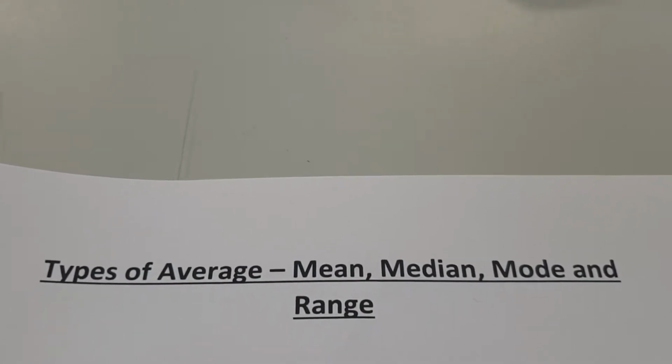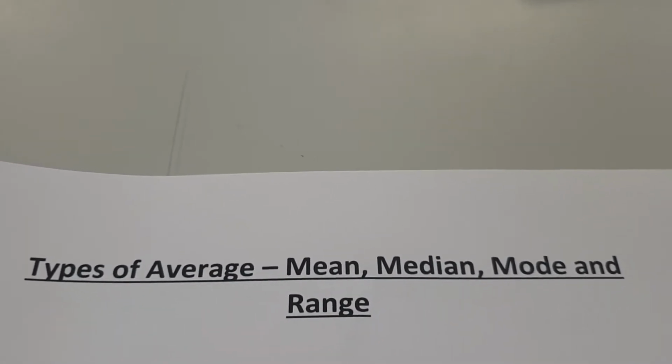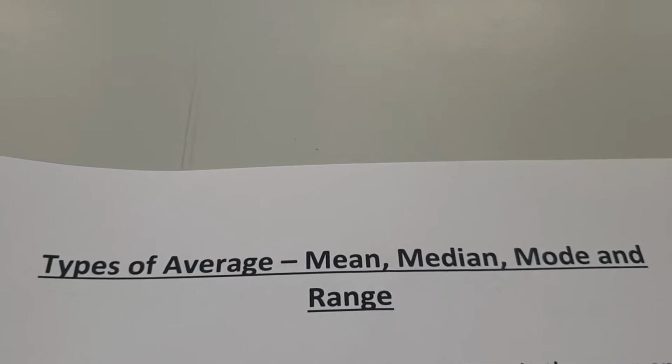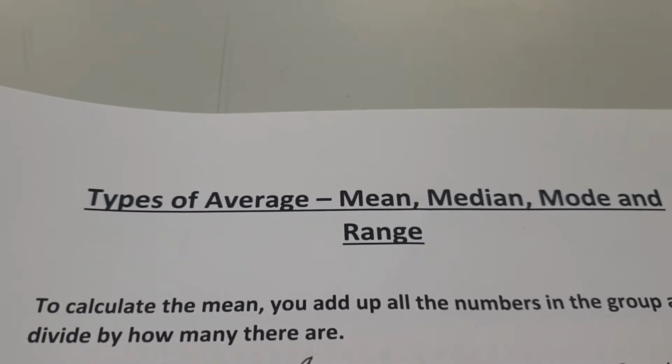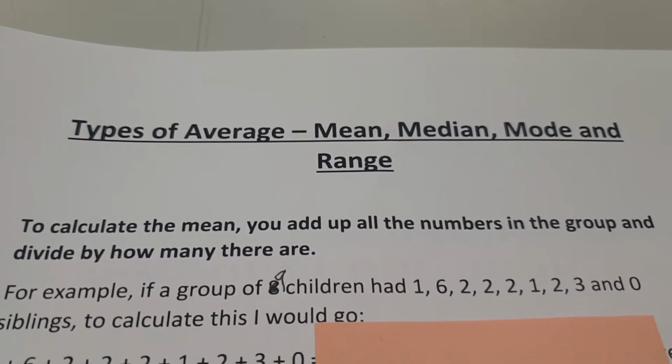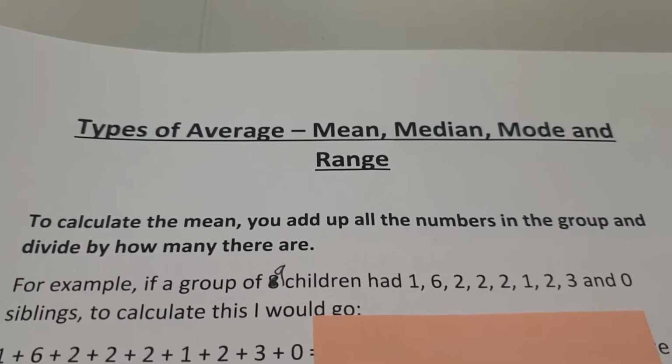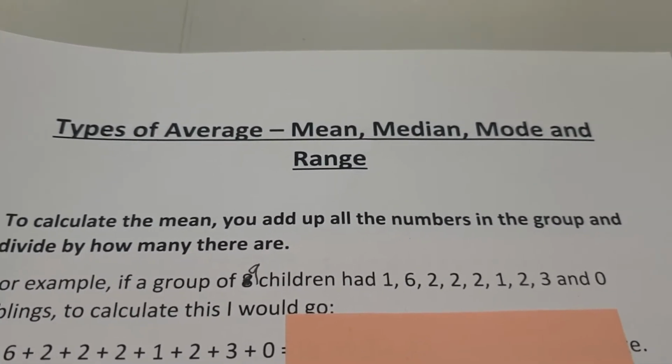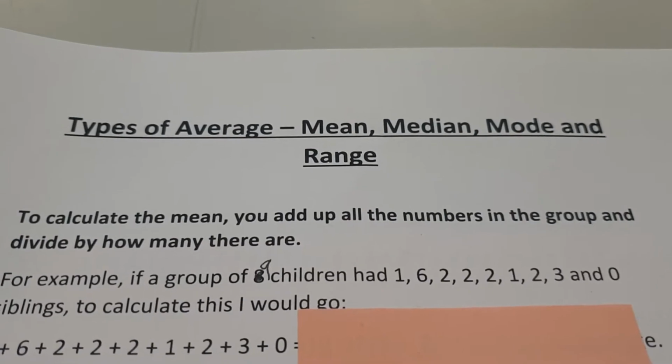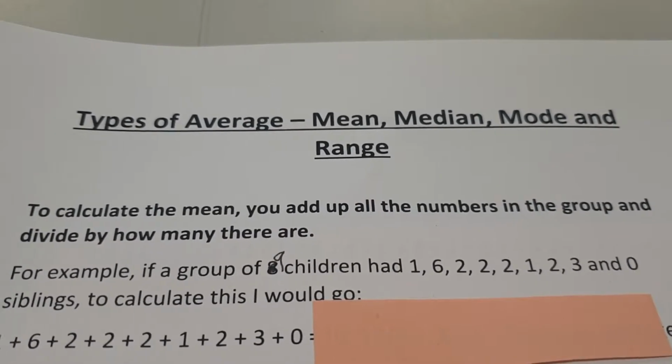Okay guys, so we're looking at types of average today, focusing on mean, median, mode, and range. So starting off by looking at the mean, the most common way of calculating averages. The way we calculate that is we add up all the numbers in the group we're looking at, and we divide by how many there are.